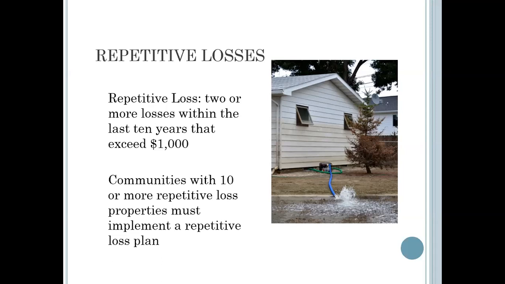Now, if you're a CRS community and you've got a certain number of repetitive loss properties in your community, you are required to have a repetitive loss plan. How are you going to address those structures that flood over and over and over again? As we see in the next unit, there may be mitigation dollars available to you to address those repetitive loss properties, so you can either buy them out or elevate them to the base flood to have a compliant structure.